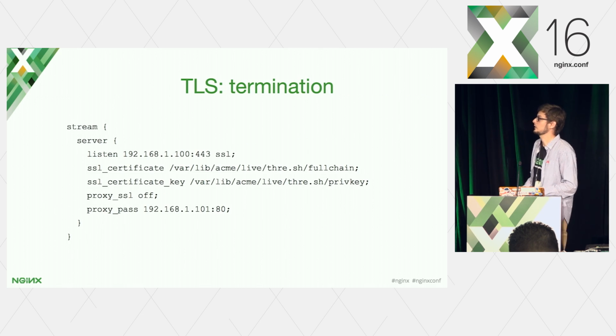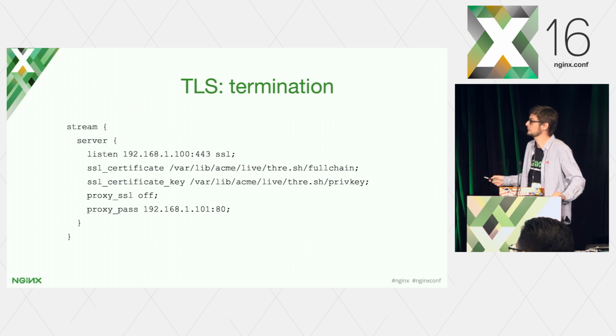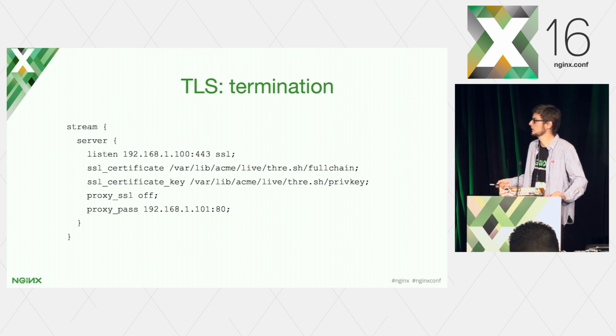So speaking about security, there are multiple ways NGINX does TLS with the stream module. The first mode of operation is TLS termination, where you instruct NGINX to listen using the SSL TLS keyword, and you provide the SSL certificate and the key, just as you would do with your HTTP load balancer. And with a proxy SSL directive, you're telling NGINX to strip the TLS off and forward an unencrypted connection to your backend. That can be used, for instance, to make a TLS non-aware application TLS ready.